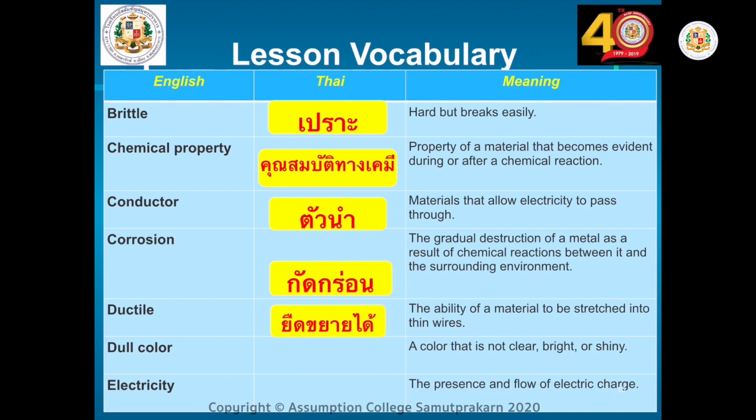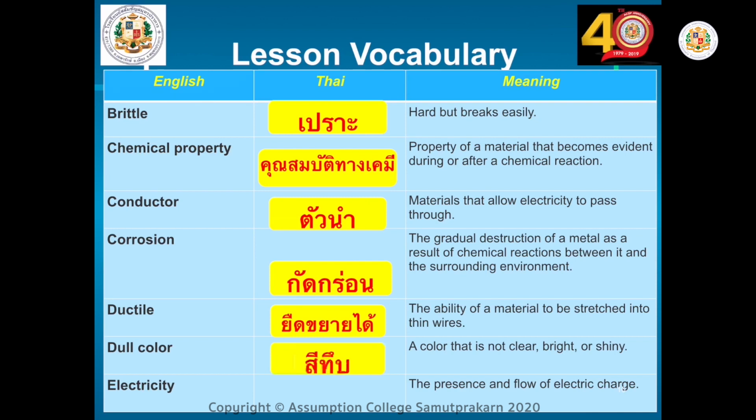Next is dull color. Dull color is a color that is not bright or shiny, okay? For example, black, gray, white, yellow, red, blue. So those are some examples of dull color. Remember, they are the opposite of shiny. They are not shiny. They don't reflect light. So that's the translation in Thai.